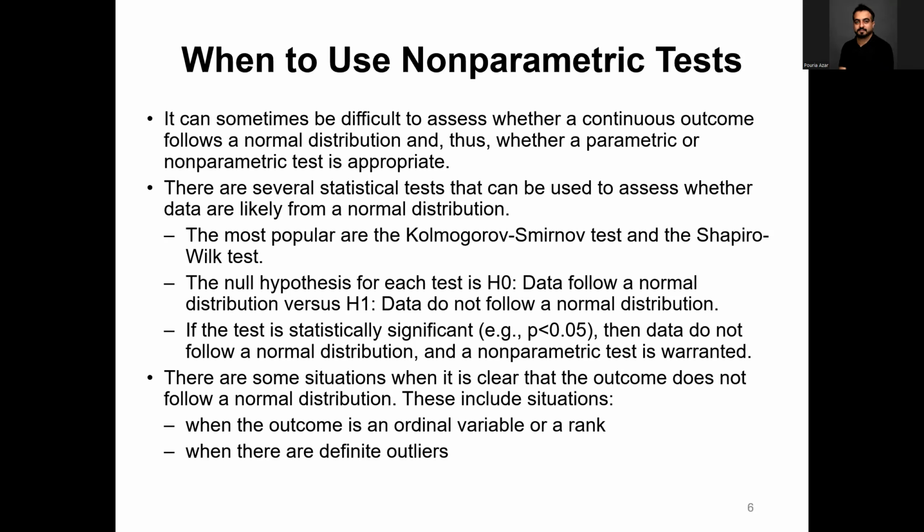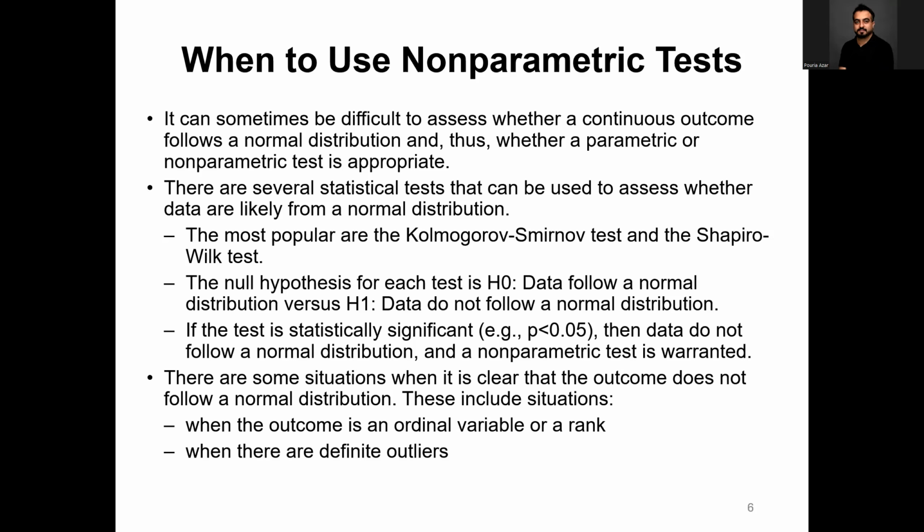And also whenever we have some definite outliers in our data set. Because of outliers, we would assume that the data is not normally distributed. We have so many outliers in the data set. So in those situations, we should go with a non-parametric test instead of a parametric test.